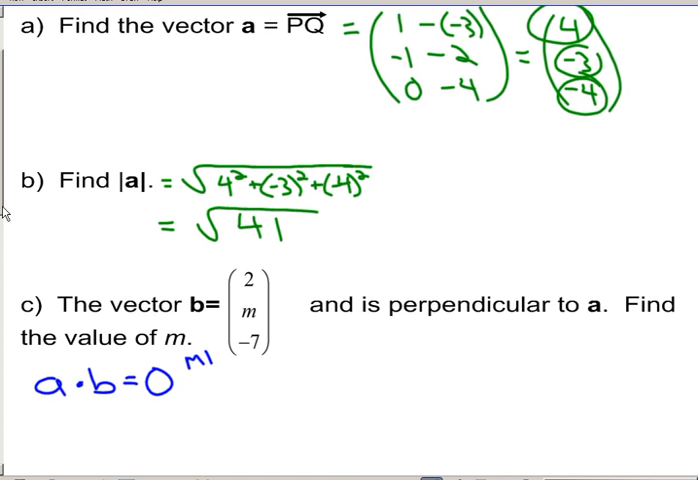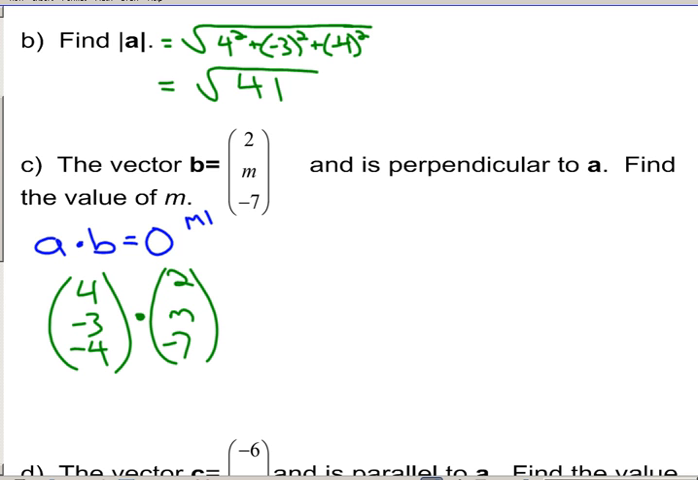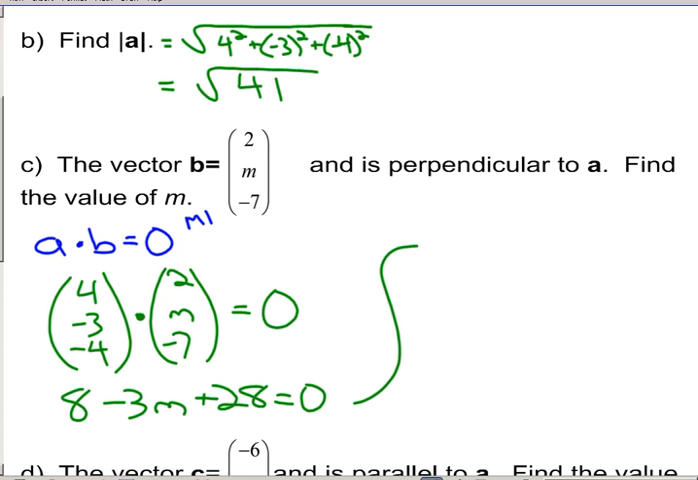So A dot B just means the scalar product of 4, negative 3, negative 4, and 2, m, and negative 7. That's equal to 0. So all I do is multiply the top lines by each other. 4 times 2 is 8. Middle lines, negative 3 times m is negative 3m. And negative 4 times negative 7 for the last line would give us positive 28, equals 0. Work that out.